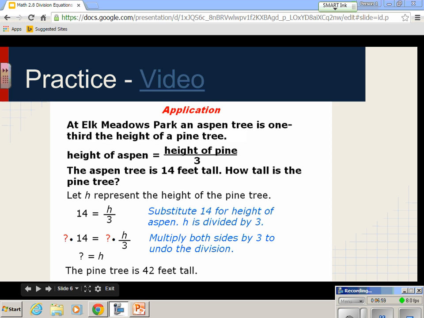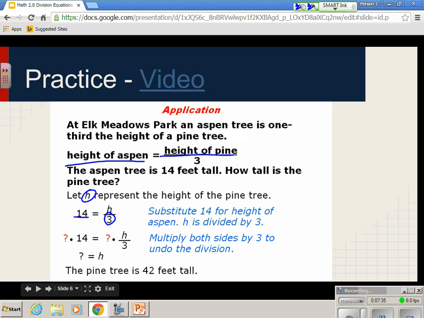Okay, so for this problem, instead of using these long words here, let's create an equation that's a little shorter. So why don't we make h be the height of a pine tree? We know how tall the aspen tree is, so 14 is the aspen tree, which equals h divided by 3. We want to find the height of the pine tree. So remember, the first step is that we are going to try to identify what number is being divided by h, and that's 3. So that helps us to identify what number we have to undo.